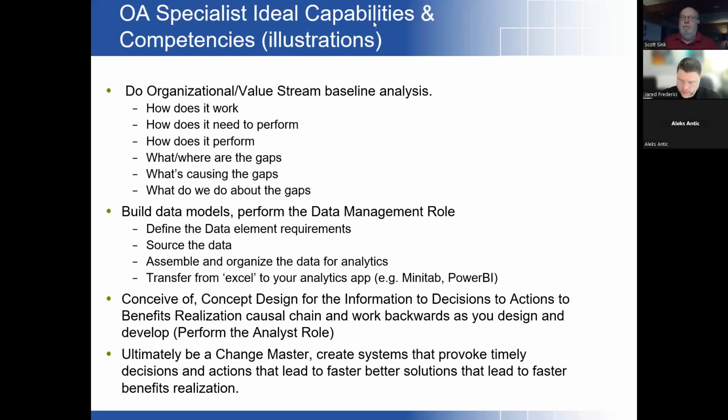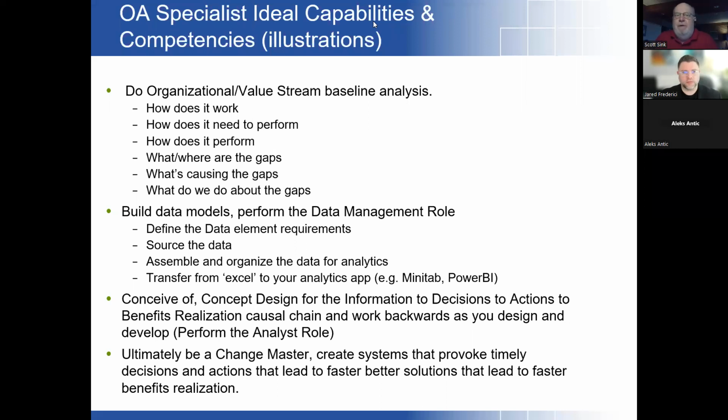How is it currently performing? What are the gaps between the way it needs to perform and the way it does perform? What's causing the gaps? What do we do about the gaps? So when you think about those questions, that really is the fundamental DMAIC methodology that many of you are familiar with in Lean Sigma. Define, measure, analyze, improve, control.